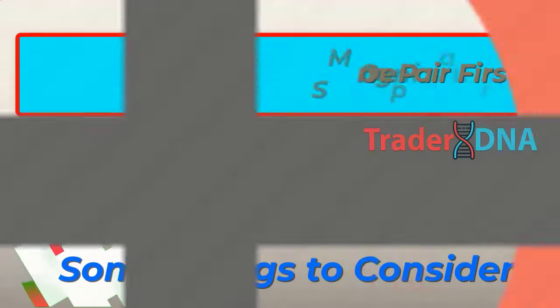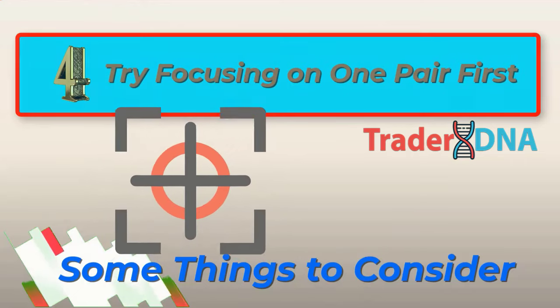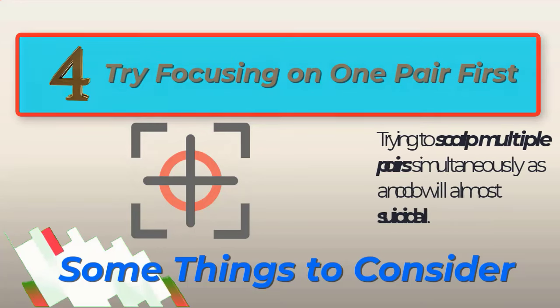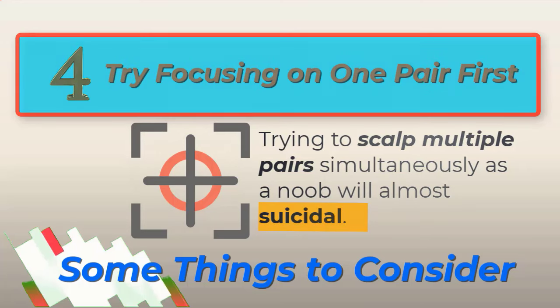Fourth, try focusing on one pair first. Scalping is very intense, and if you can put all your energy in one pair, you'll have a better chance at being successful. Trying to scalp multiple pairs simultaneously as a newbie will be almost suicidal. If you start to get accustomed to the pace of things, then you can start by adding on another pair and see how it works for you.